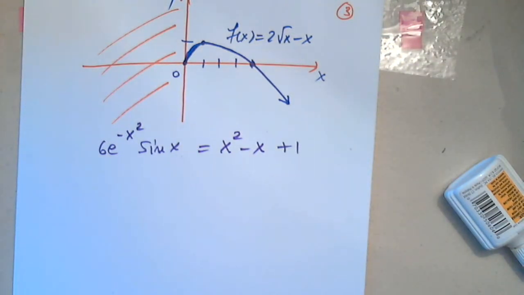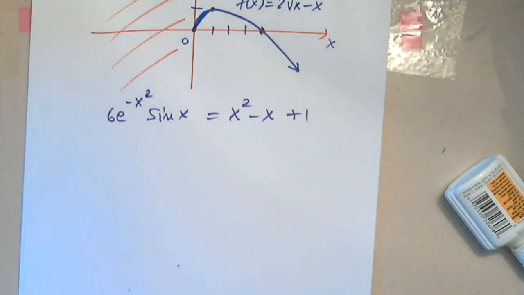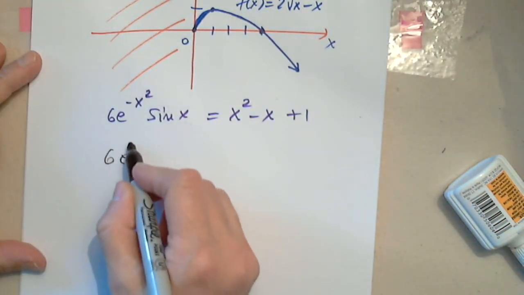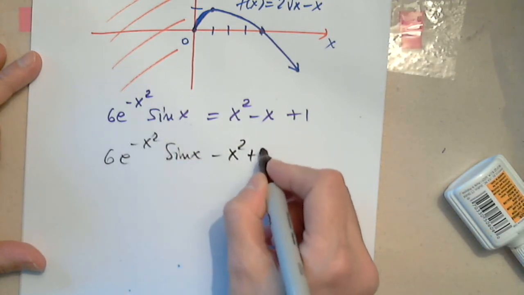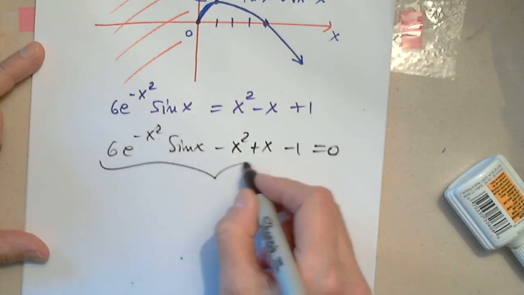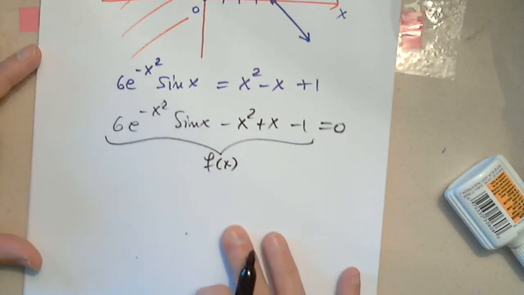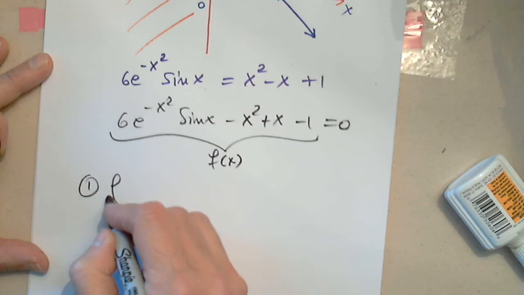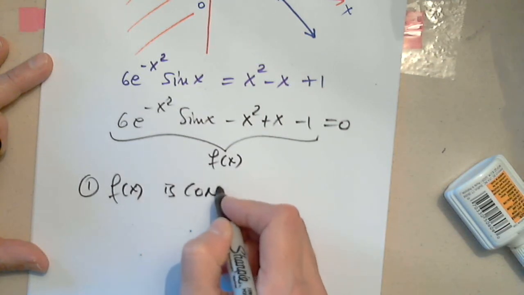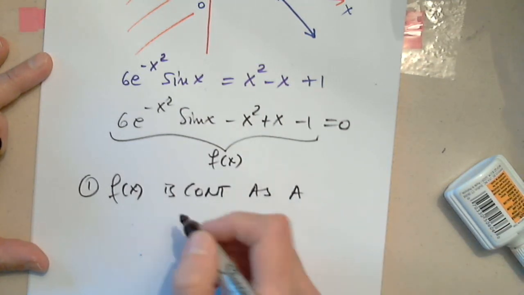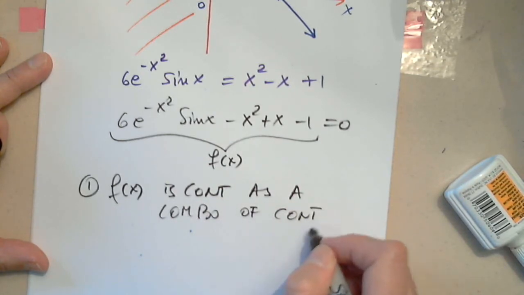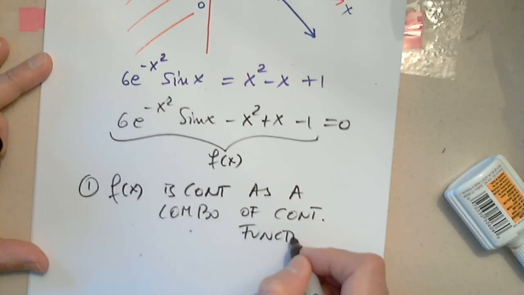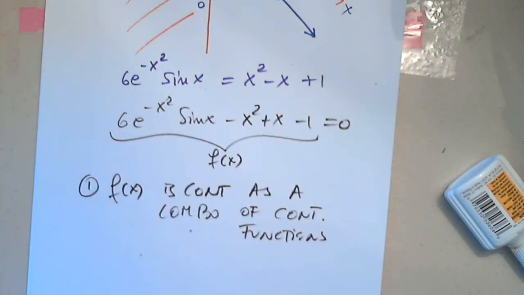Okay, so our first step has to be moving everything to one side. So this is 6e to -x squared sine x minus x squared plus x minus 1 equals 0. And this is our function. In step number 1, I have to write that f of x is continuous as a combination of continuous functions, because I'm getting it ready for the intermediate value theorem.